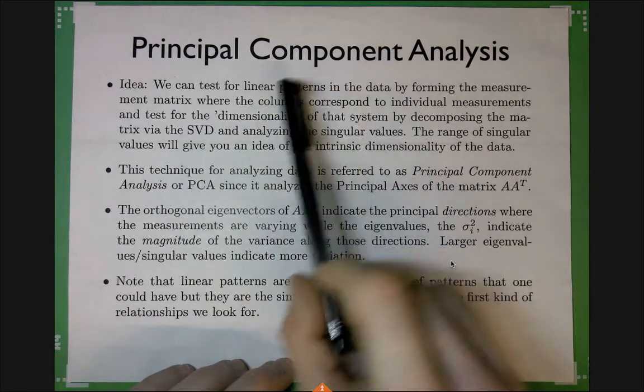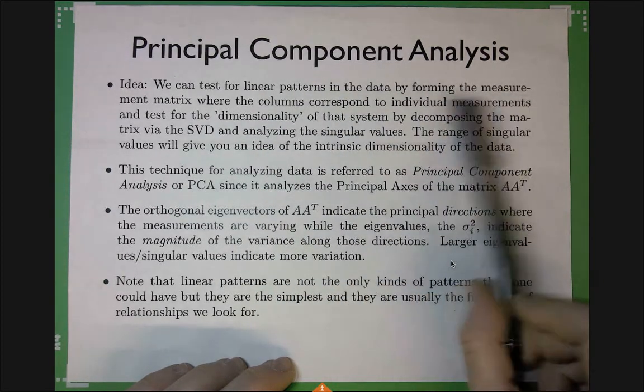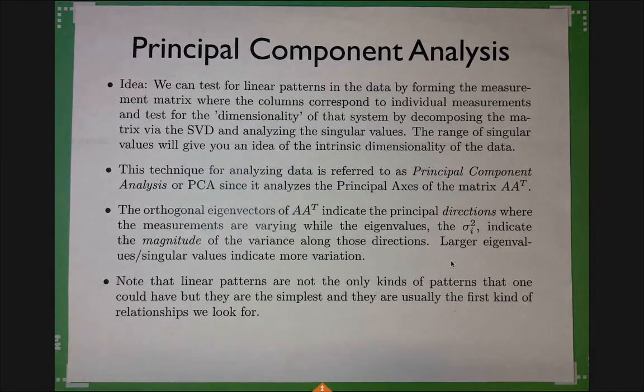So in general, this is about discovering linear patterns in data by forming the measurement matrix. The measurement matrix is going to be part of your project 6, the latent semantic analysis. So listen carefully, or rewatch carefully.